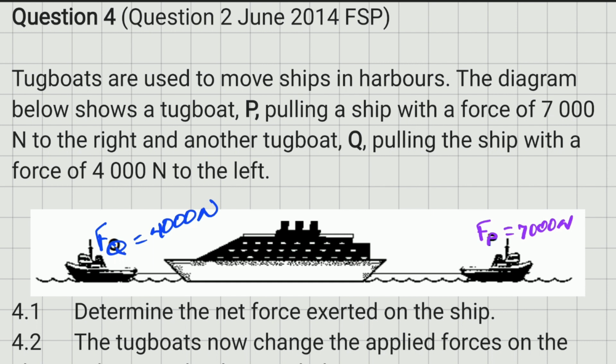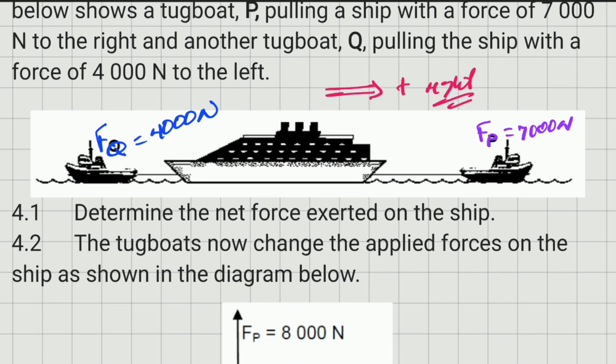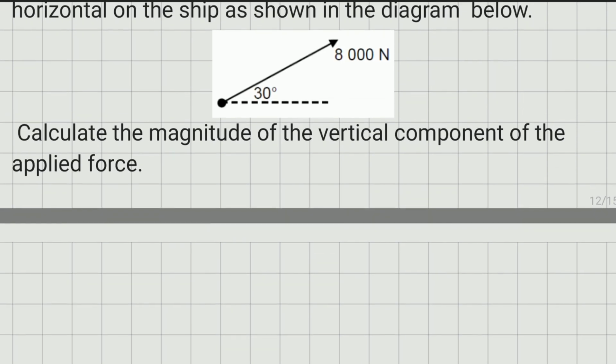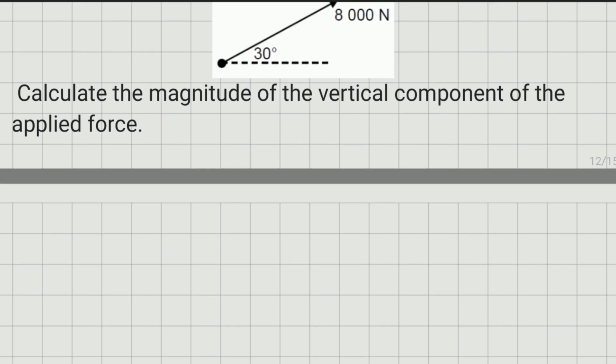To do this question, the first thing you must do is to select the direction. And this is very important. So we are going to write that direction positive, which is right. So right is going to be positive for us. Therefore, FP is positive and FQ is going to be negative. So let's answer that question 4.1 real fast.